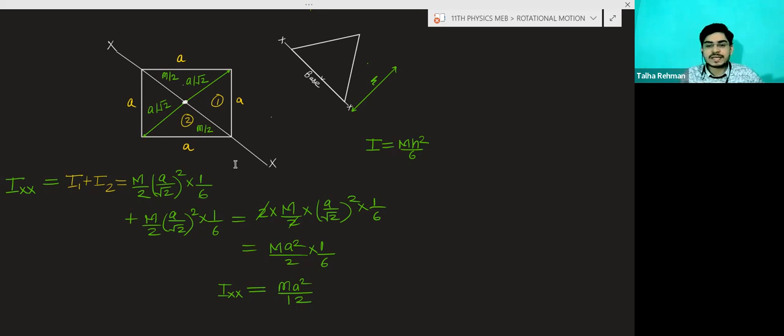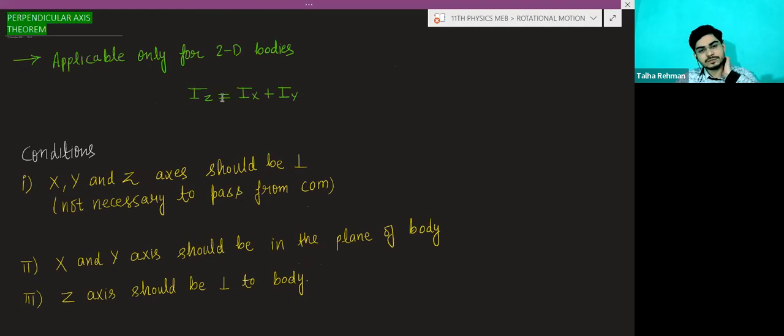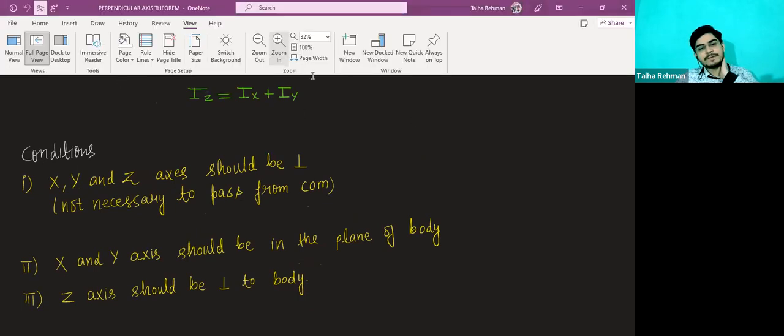This perpendicular axis theorem is valid only for two-dimensional objects, like a square, rhombus, disc, ring, or rectangle. These are some of the two-dimensional objects. We cannot apply it on a cylinder, a sphere, or any other three-dimensional object. Perpendicular axis theorem, very simple. It is applicable only for two-dimensional bodies.